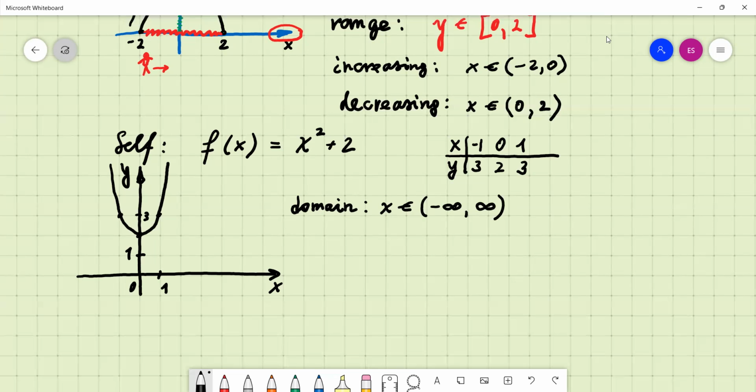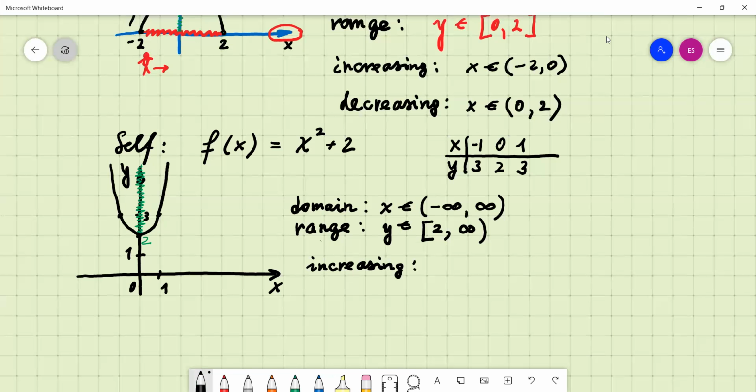Range. Range are possible y's. Let me go to green color and color y's which are possible. You see that y's do not start at 0. They start actually at 2. And then they go to infinity. I'm going to write down a range. Range y belongs from 2 to infinity. Why do I include 2? Well, at 2 actual function equals 2, right? Function gets this value.